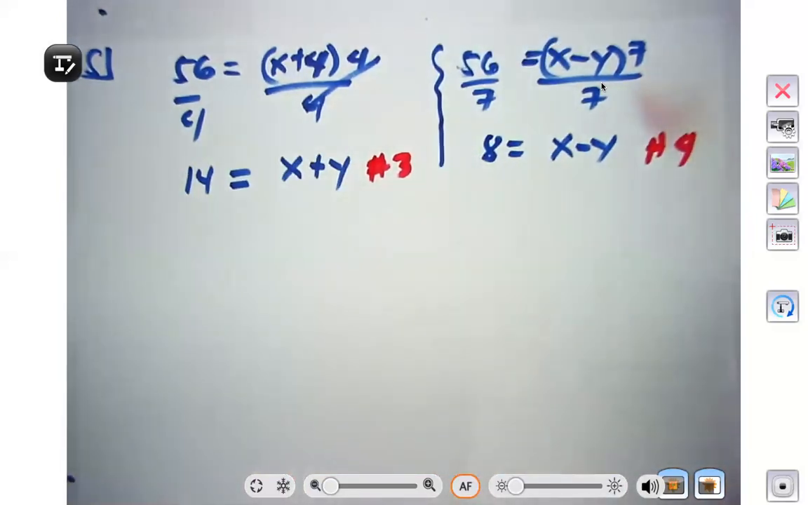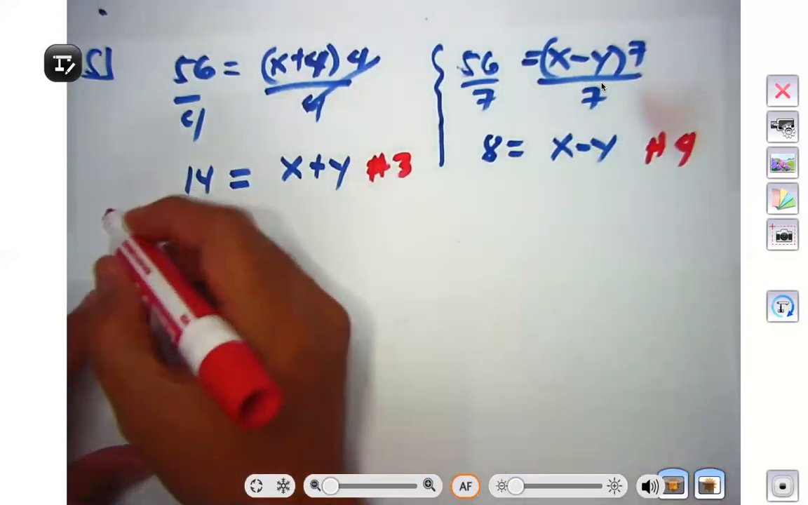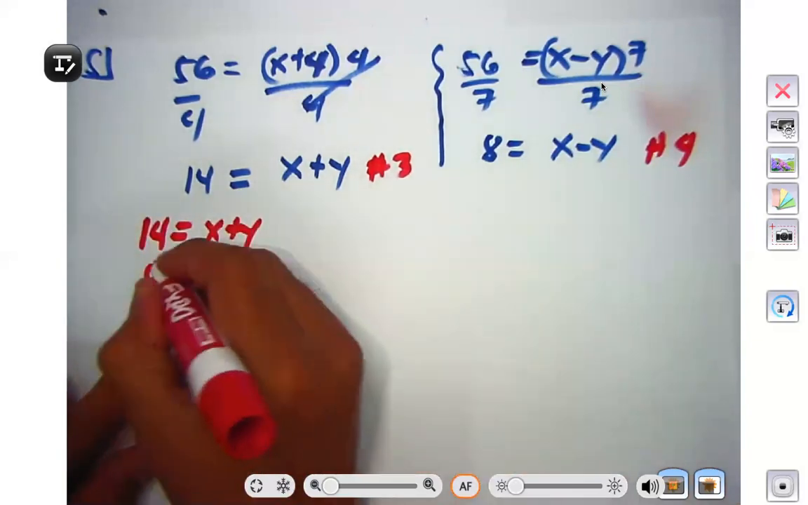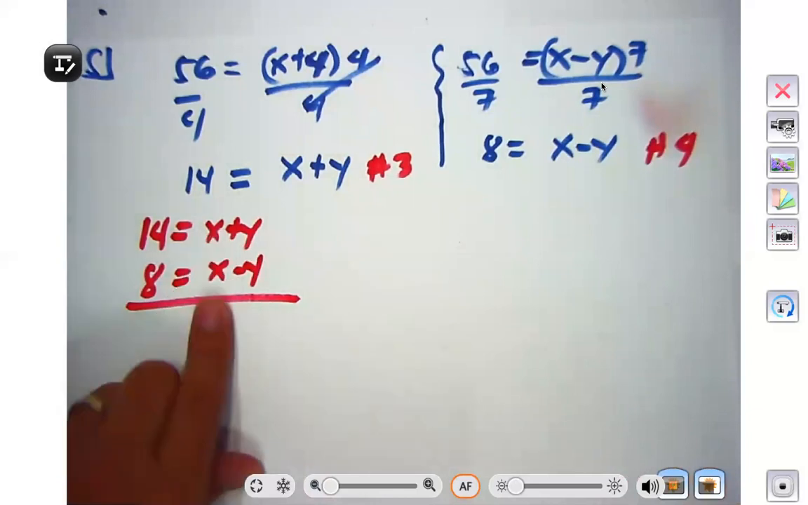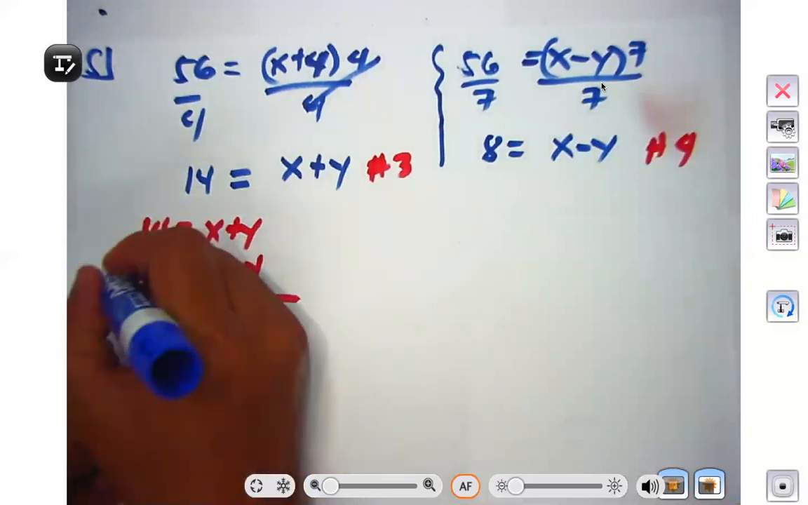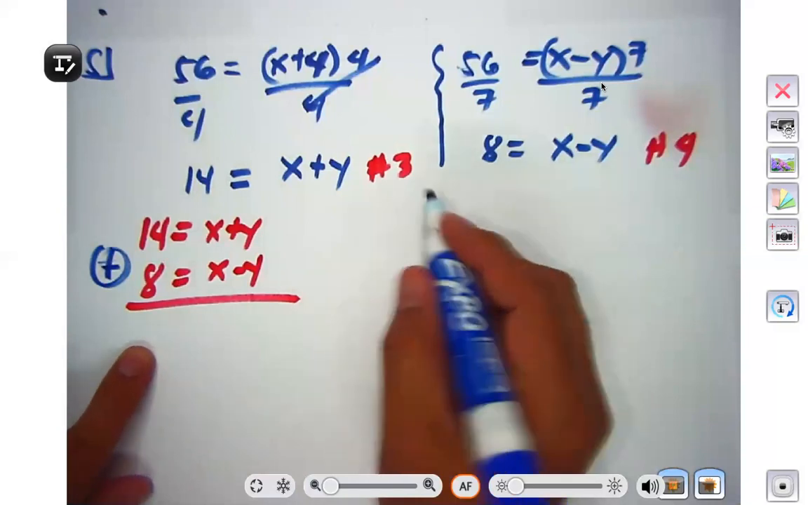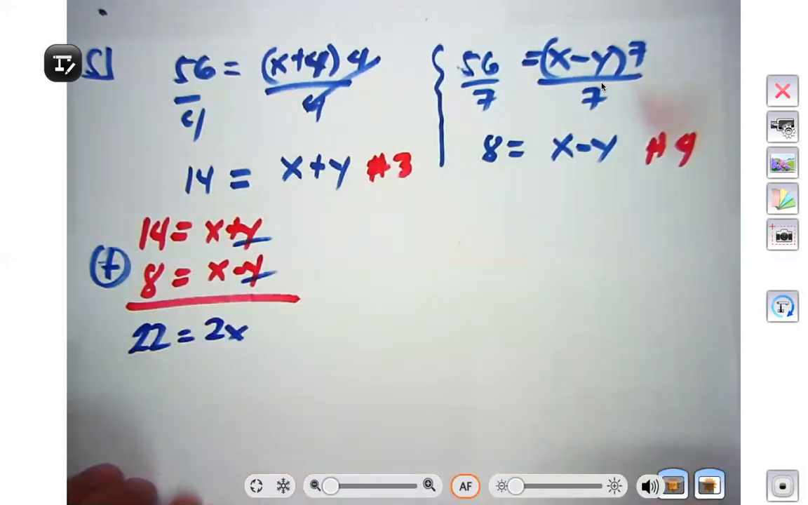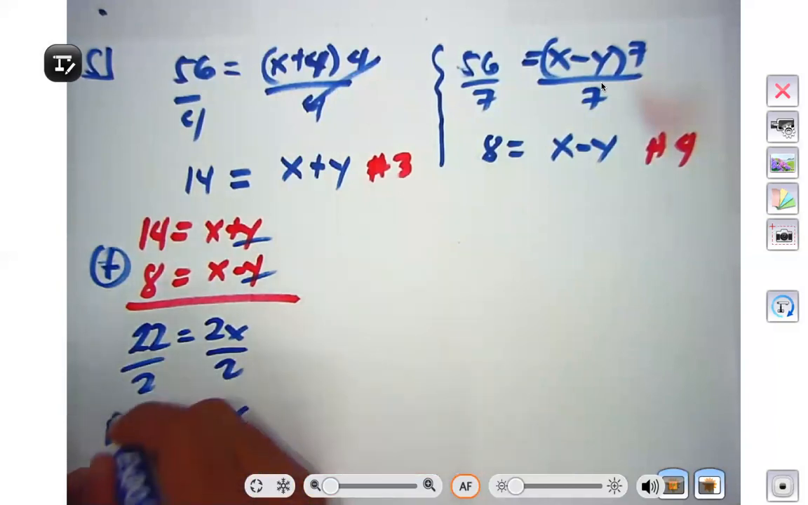Using equation number 3 and number 4, we can solve for x and y. So let's solve this system. 14 equals x plus y. And 8 equals x minus y. Let's see if we have opposites. We have x, they are not opposites. y, negative y, they are opposites. So we can do addition here now. 14 plus 8. That's 22. Equals x plus x, 2x, and then you cancel y minus y, it's 0. We divide both members of the equation by 2, so x is equal to 11.